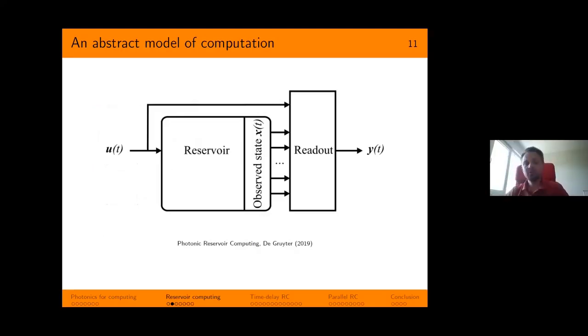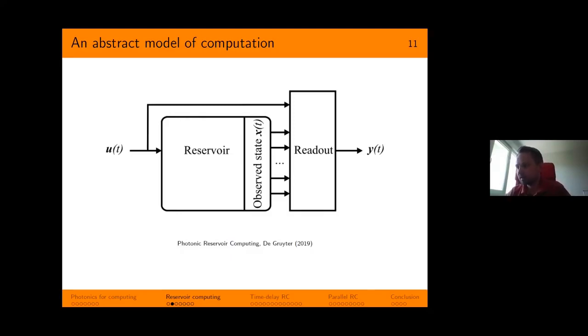So, reservoir computing itself is rather an abstract computational model. It consists of two parts: a reservoir here and a readout layer. The reservoir is a dynamical system that is perturbed or driven by a temporal signal u of t, which affects its current state, that we will denote x of t, and the future evolution of the state. In the readout layer, we observe the reservoir's internal state, x of t, and we build an output signal y of t using a linear model.